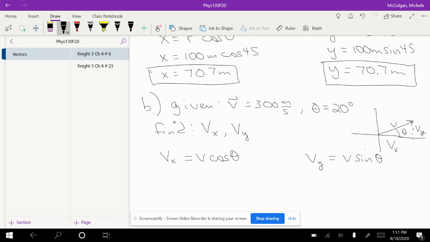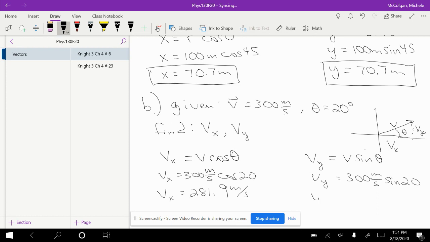So plugging in numbers, my Vx is going to equal 300 meters per second times cosine 20. My Vy is going to equal 300 meters per second times sine of 20. When I plug these in, I get Vx is equal to 281.9 meters per second, and Vy is equal to 102.6 meters per second.